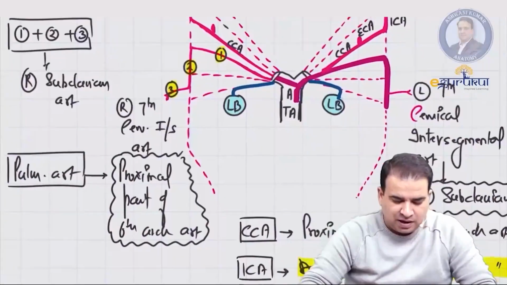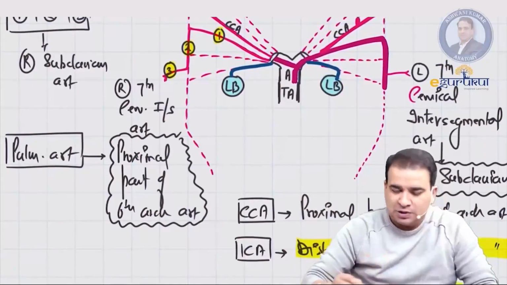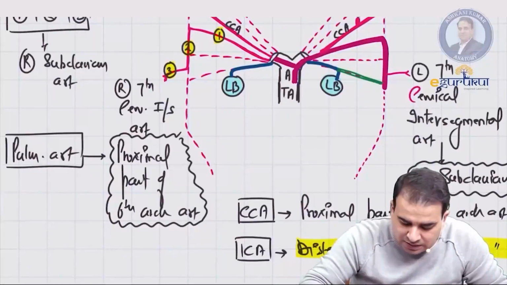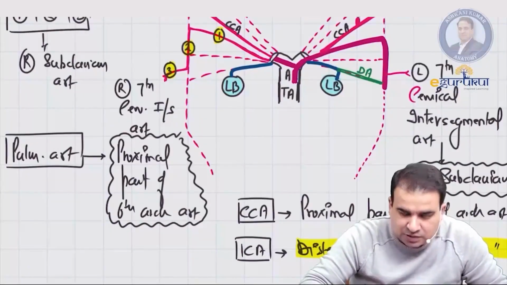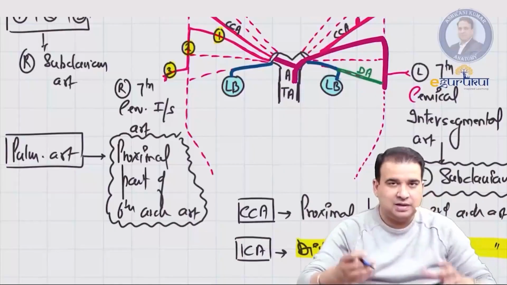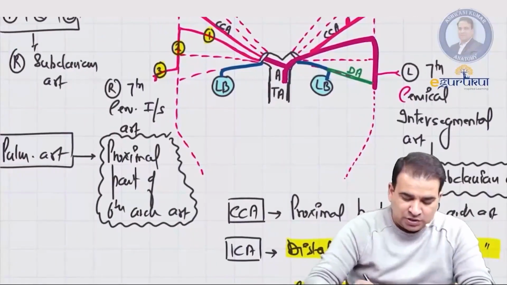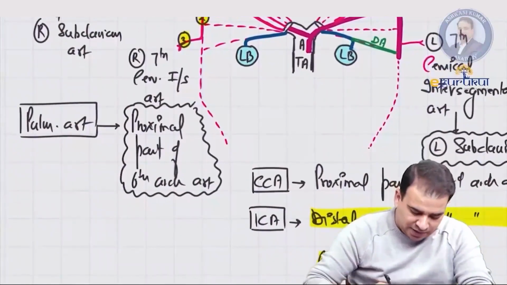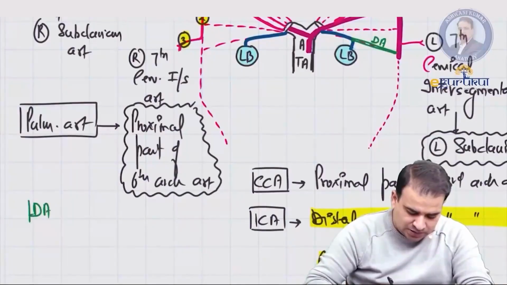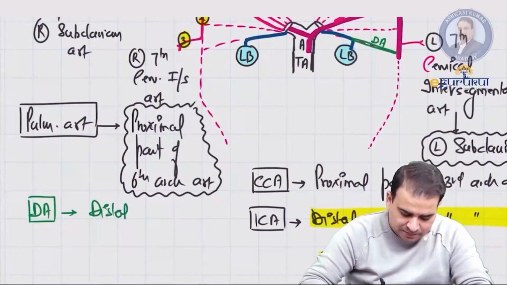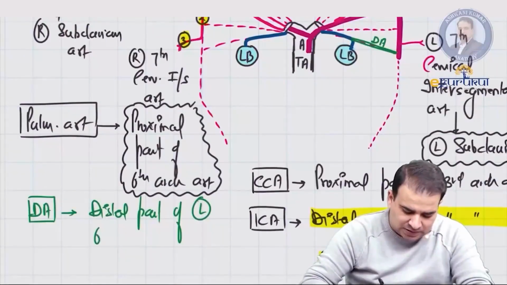And if this is pulmonary artery, that also explains me about this. What is that, guys? What is this? This is nothing but the ductus arteriosus. Look at that. That is ductus arteriosus, connecting the pulmonary artery to the arch of aorta. So what you will say, ductus arteriosus is derived from where? Let me write that as well. Ductus arteriosus is derived from the distal part of the left sixth arch artery.